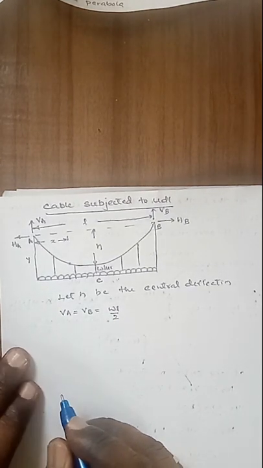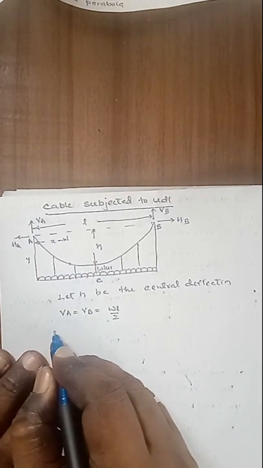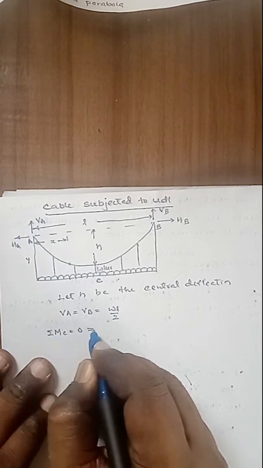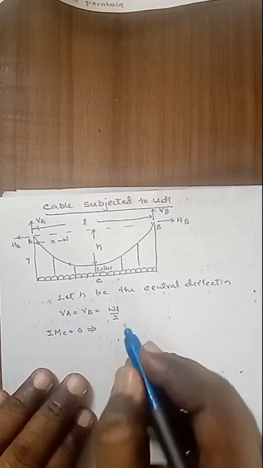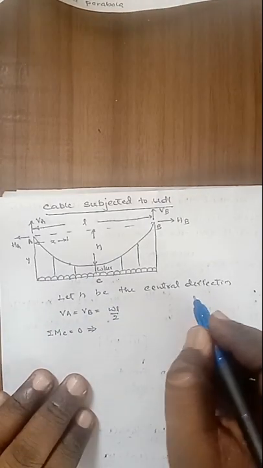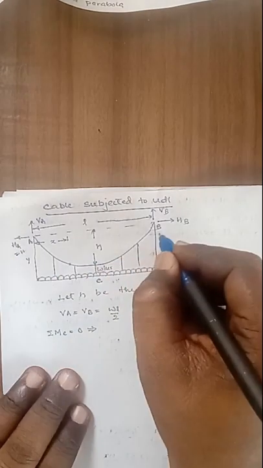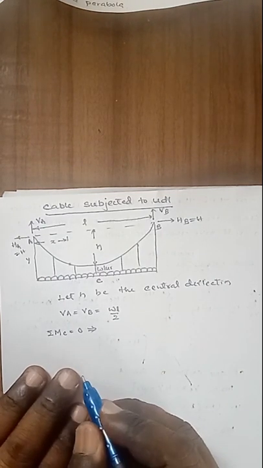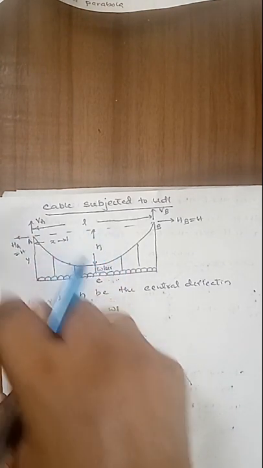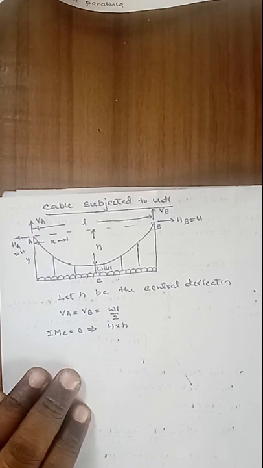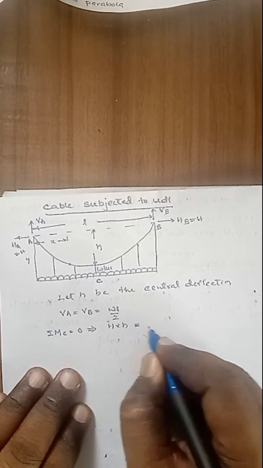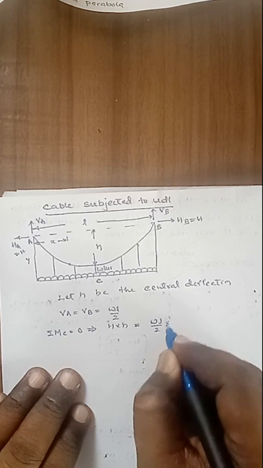Then to calculate the horizontal reactions, HA and HB, by taking moments of all the forces about C equals 0, only the half portion, either left half or right half, that is H into H. I told that HA equals H and HB is also equal to H by using the horizontal equilibrium equation. Then H into H equals, that one is anti-clockwise moment, and moment due to VA, that one is clockwise, WL by 2 into L by 2.